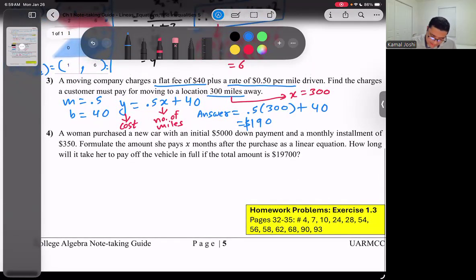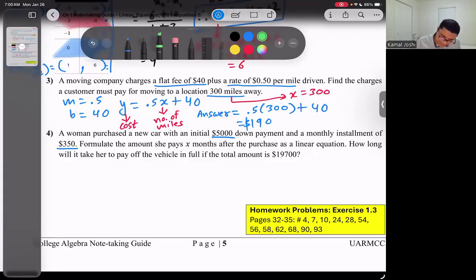A woman purchased a new car with an initial $5,000 down payment and a monthly installment of $350. Formulate the amount she pays X months after the purchase as a linear equation. Okay, first do that. And again, pause the video, make sure you do it, and then check with me.